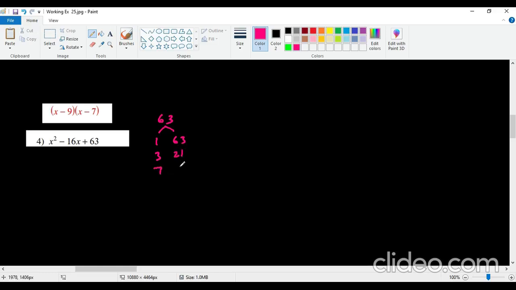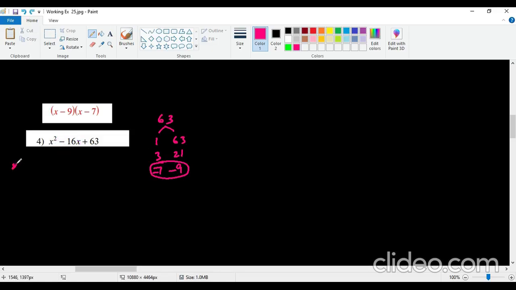7 times 9 is also 63. So out of them, 7 and 9 are the two ideal numbers, minus 9 and minus 7. These two are going to give us a minus 16. So this should be the choice.